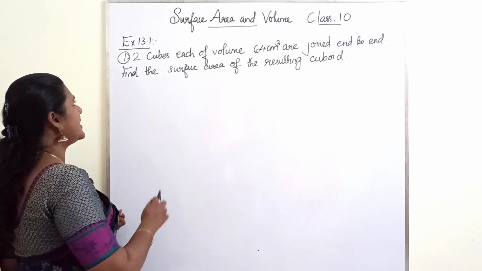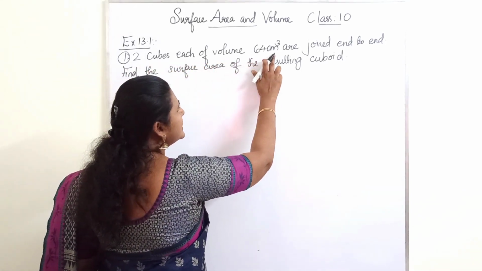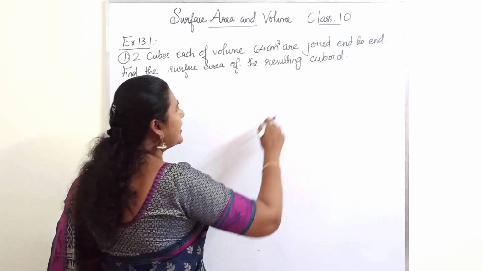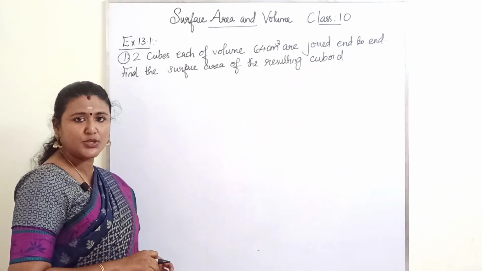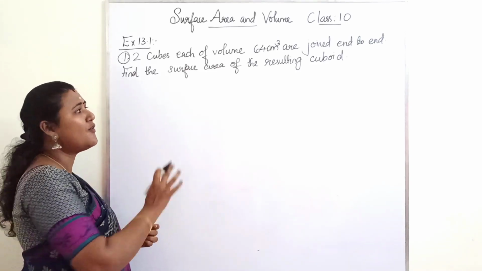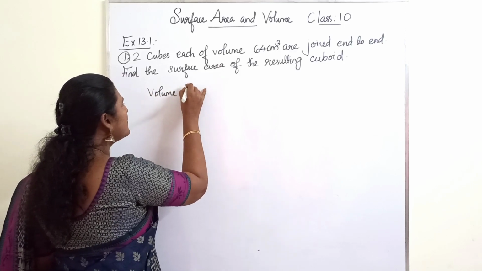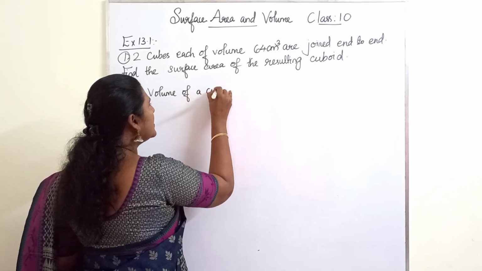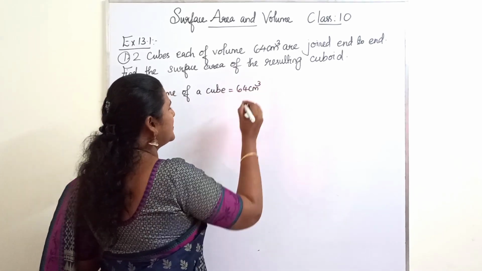So the first question: two cubes each of volume 64 centimeter cube are joined end to end. Find the surface area of the resulting cuboid. So what is given in the question? Two cubes, so the volume of the cube is given. Volume of a cube is given as 64 centimeter cube.